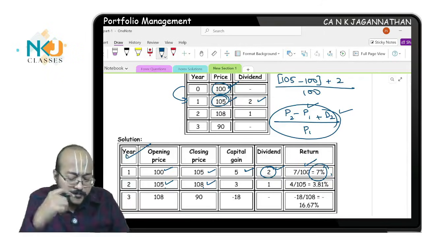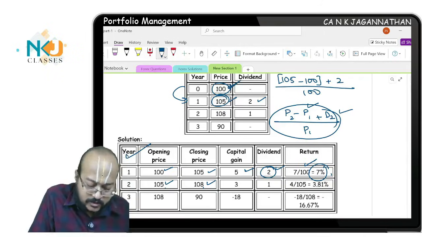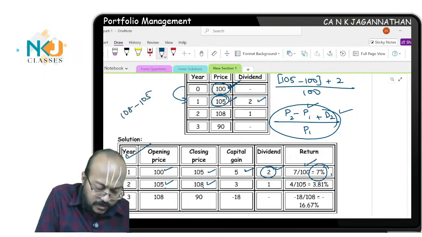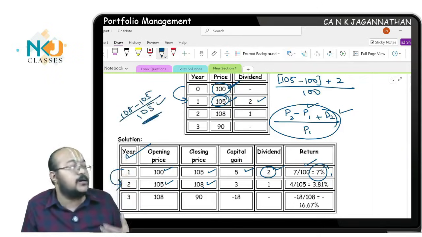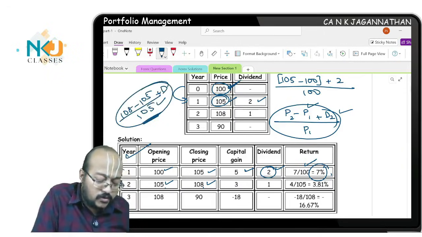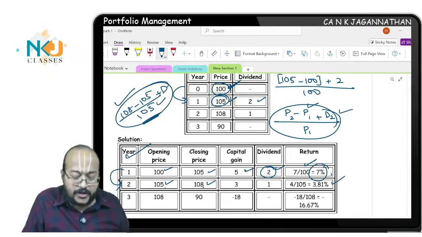Are you understanding what I am trying to say? So 100 should not be considered here. While computing the second year return, it should be 108 minus 105, divided by 105. Just like P0, it is P1, which means you are computing the second year return plus dividend. You will get the second year return as 3.81%.